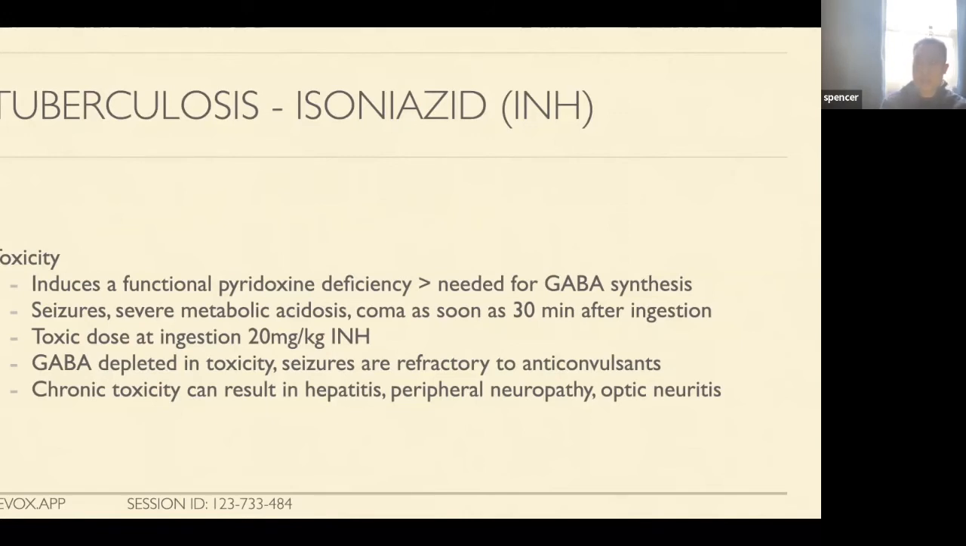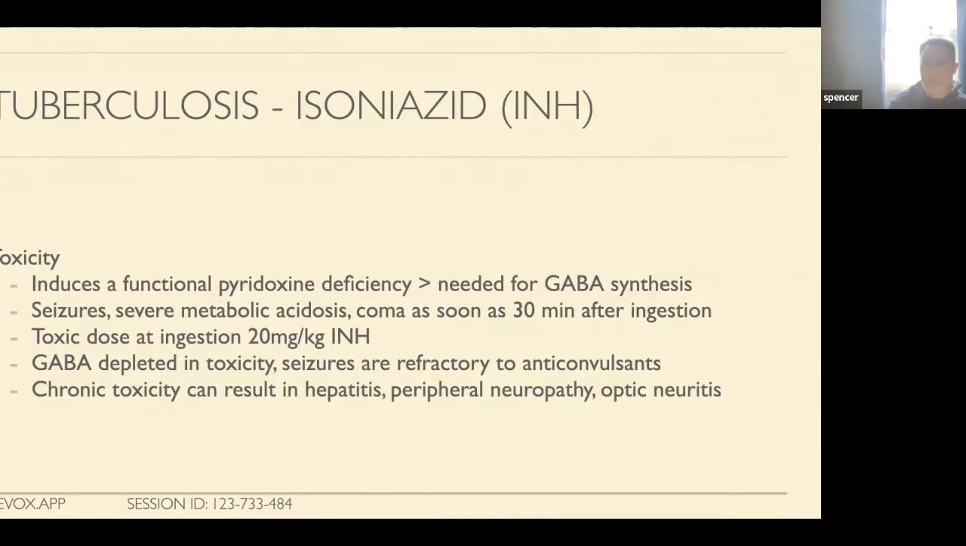Toxicologically, isoniazid can induce a functional pyridoxine deficiency by inhibiting pyridoxine phosphokinase. This converts pyridoxine to its active form, pyridoxal 5-phosphate. The active form is used as a cofactor for multiple reactions, including the conversion of glutamate into GABA and conversion of lactate to pyruvate. So ultimately, it messes with GABA synthesis.